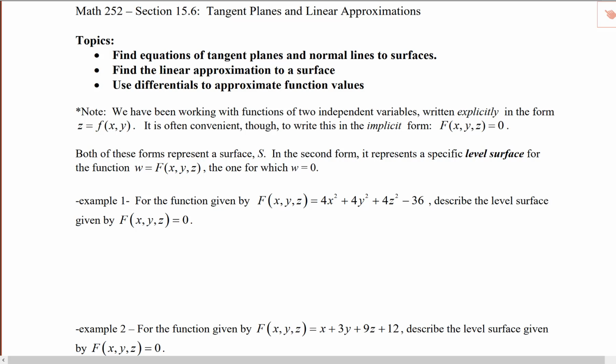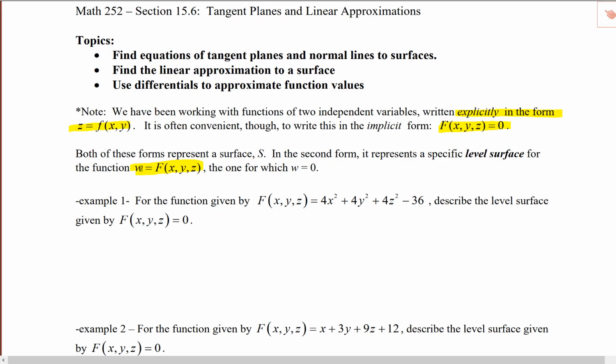Generally speaking, we have been working with functions of two independent variables written explicitly in the form z equals f of x, y. It's often convenient, though, to write this in implicit form as some capital F of x, y, z equals 0. Both of these forms represent a surface. In the second form, it represents a specific level surface for some function w equals f of x, y, z, the one for which w equals 0.